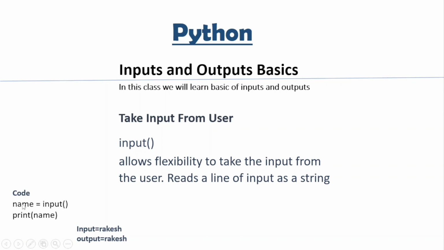For example, name is equal to int of input. We had given an input as Rakesh here, and Rakesh is the value that is stored in the variable called name. After that, we had given a print statement as name. The output will be Rakesh.